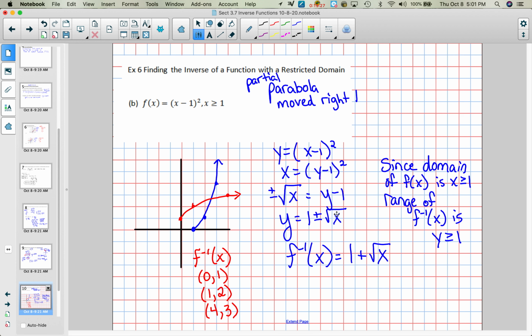Now we need to put a stipulation on this, or a restriction, that this is true for x greater than or equal to 0, because you can't take the square root of a negative. So we would have to have that. So this is our equation for the inverse.